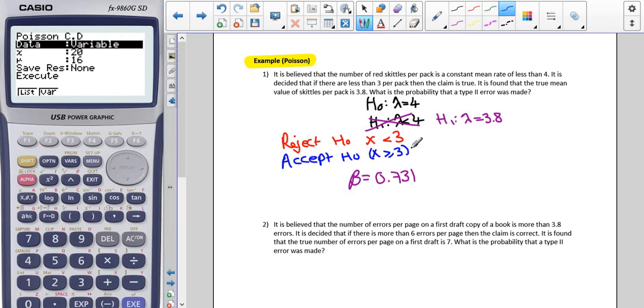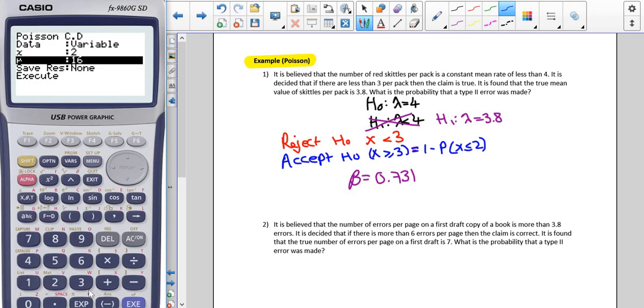Remember, if you have one of these old types of calculators, then you're going to have to change this to be 1 minus the probability that x is less than or equal to 2. Then your x would be 2, your lambda would be 3.8, and then you're doing 1 minus 0.26889667, which should again give you your 0.731.